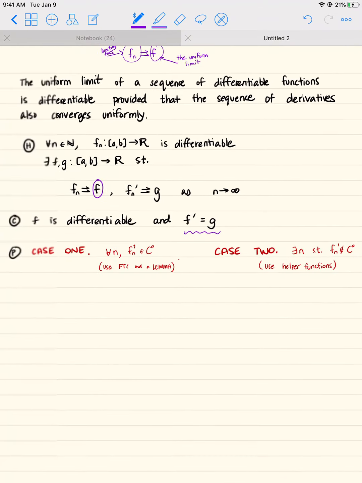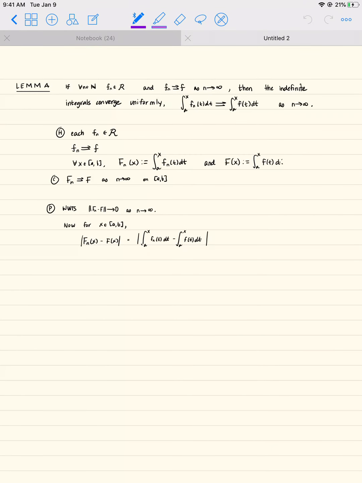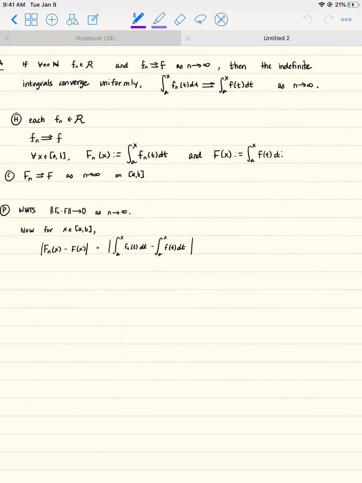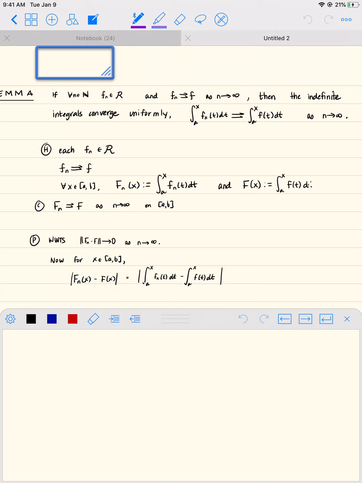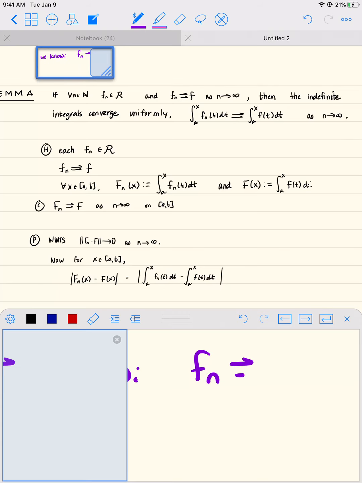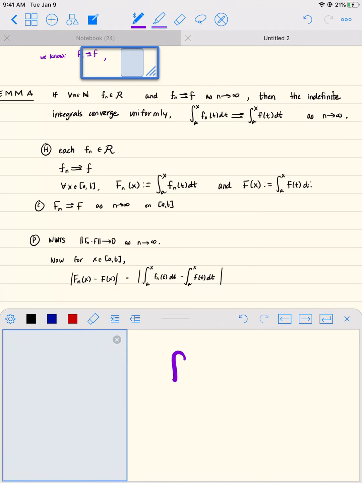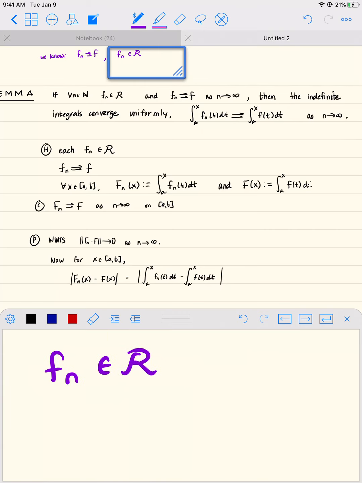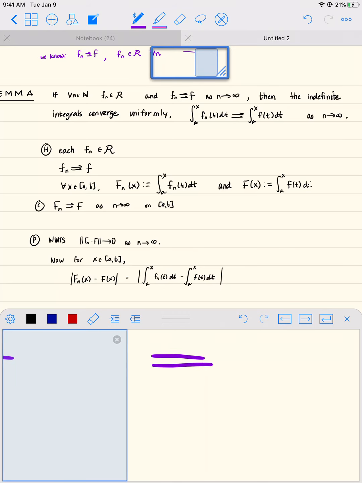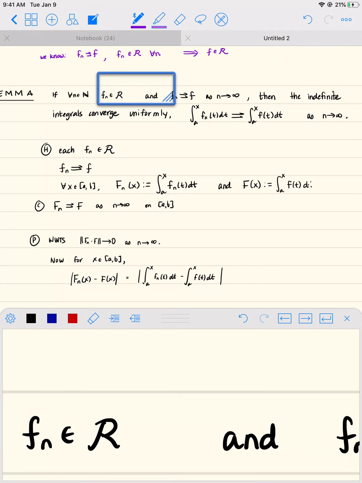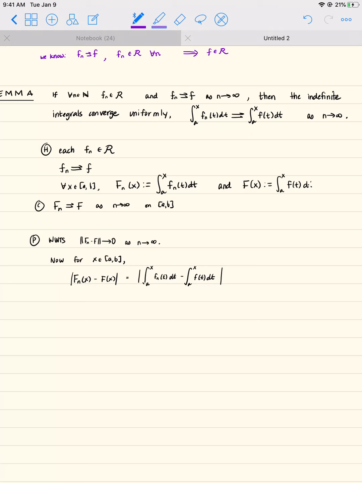Okay, so let's start off with case 1. Remember we said we needed a lemma. Here is the lemma we need. Okay, the lemma is this. Now keep in mind that we already know that fn's converging uniformly to f, and the fn's belong in the script R for all n implies that f is Riemann integrable.